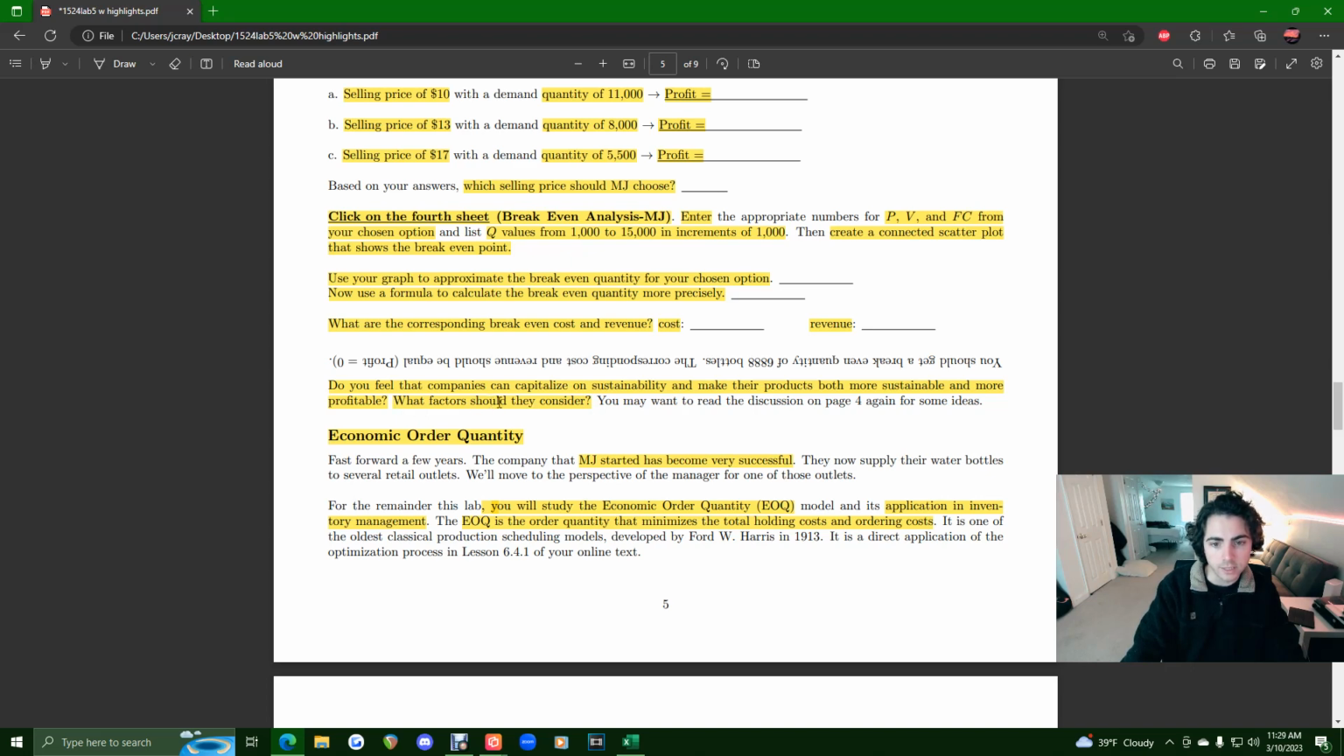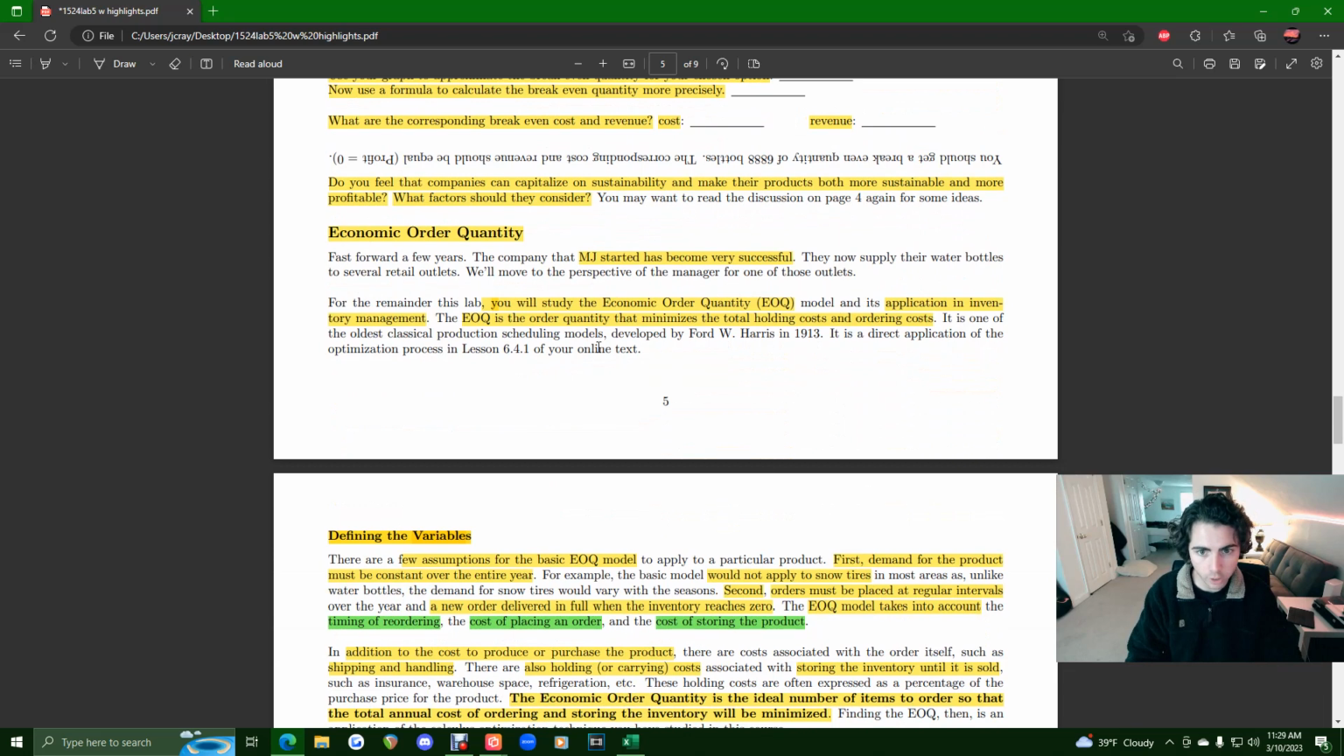What factors should they consider? You can charge a lot but not too much, right? You can charge more for sustainable products. You just don't want to charge a ton. But maybe you do want to charge a ton, because people buy Teslas and those cost a truckload of money. I don't know. It's a little crazier than the water bottle example here.